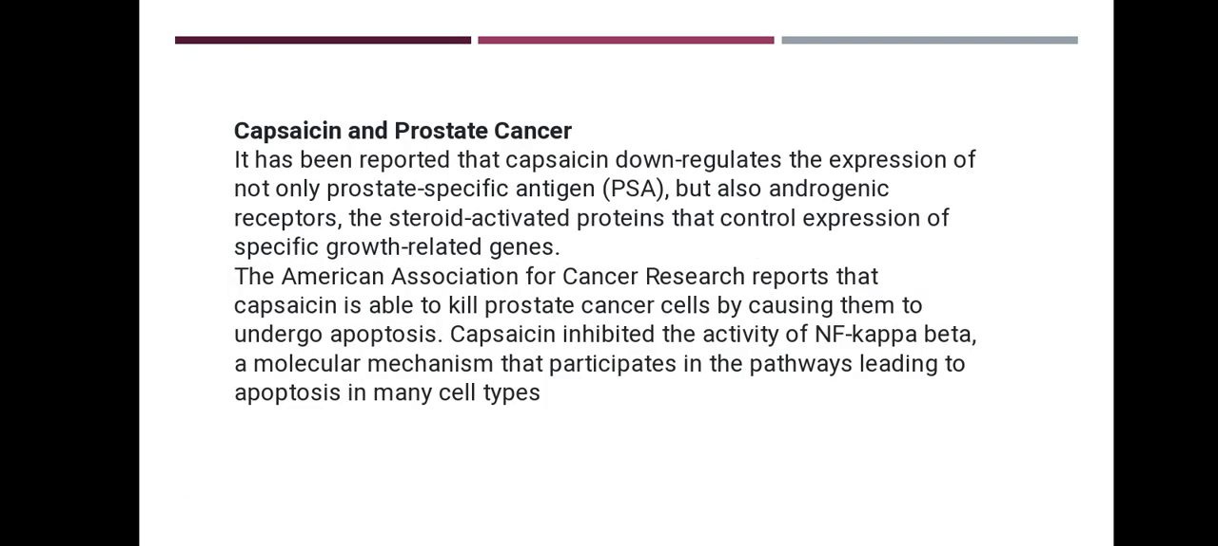Capsaicin and prostate cancer. It has been reported that capsaicin downregulates the expression of not only prostate specific antigen, PSA, but also androgen receptors, the steroid activated proteins that control expression of specific growth related genes. The American Association for Cancer Research reports that capsaicin is able to kill prostate cancer cells by causing them to undergo apoptosis. Capsaicin inhibits the activity of NF-kappa B, a molecular mechanism that participates in the pathway leading to apoptosis in many cell types.